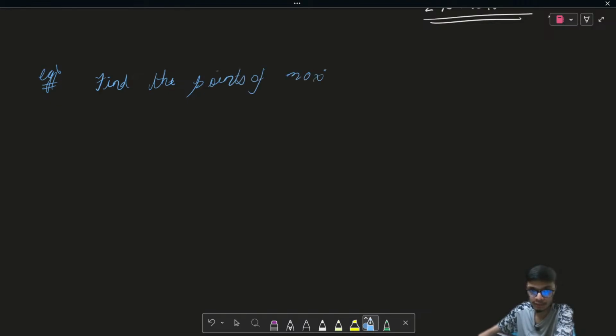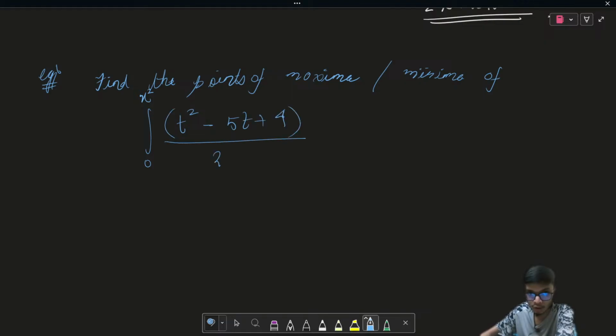points of maxima and minima. You have to find both the points of maxima and minima for the given function, the integral from 0 to x square. I will write it again, maybe it will be clumsy. From 0 to x square, right? And we have (t square minus 5t plus 4) whole divided by 2 plus e to the power t, right? So we have this particular function.